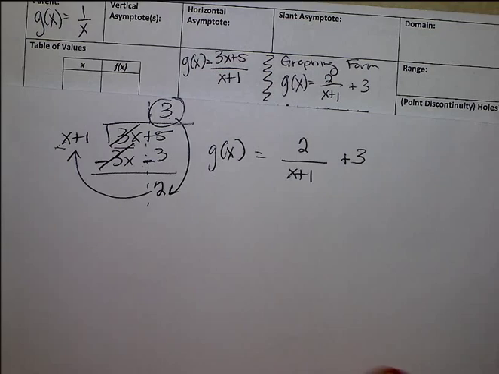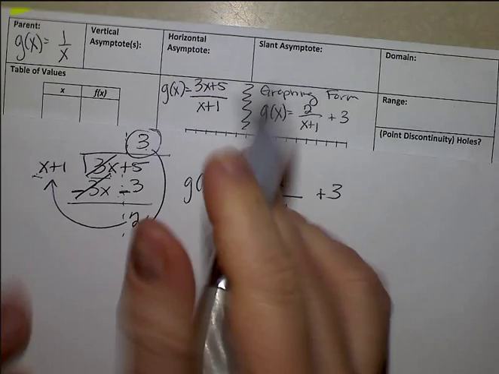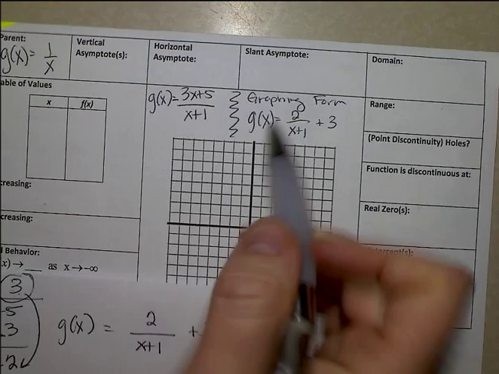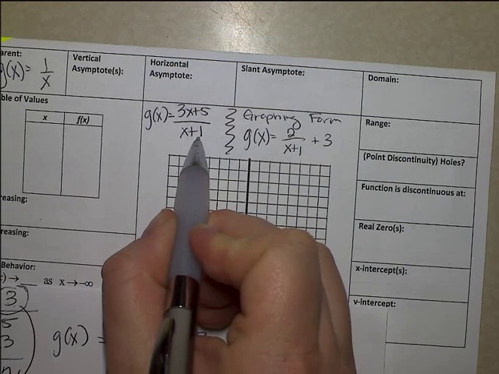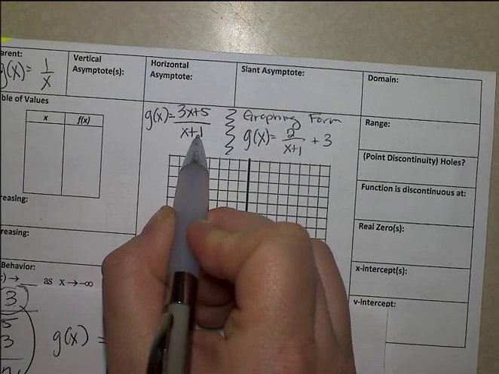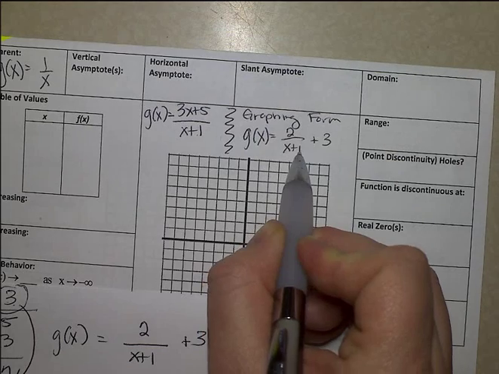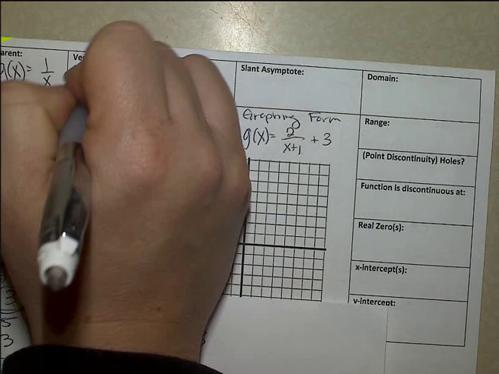Okay, vertical asymptote will come from the denominator. So you can show work if you want. If not, you can do this in your head as well, what makes the denominator equal to 0? There's only one number. The answer is, so x equals negative 1.